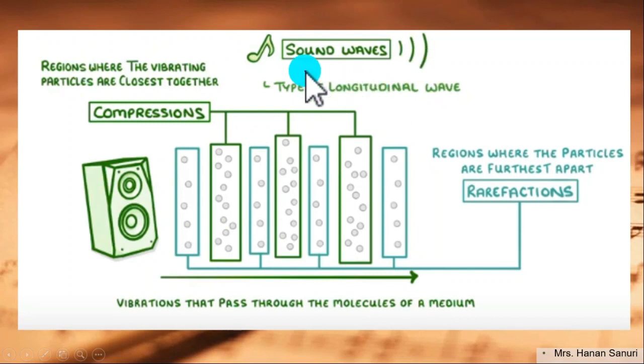Again, we said sound waves are a type of longitudinal wave. They have compressions and rarefactions. Compressions are regions where the vibrating particles are closest together, the same as here and here and here, and rarefactions are regions where the particles are furthest apart, the same as these areas. Vibrations pass through the molecules of a medium, and this is the direction of the vibrations of the particles through the medium. Okay? Great.